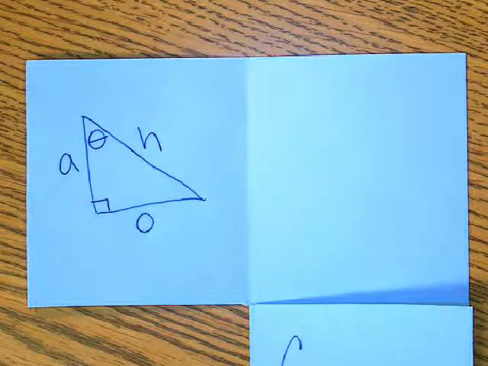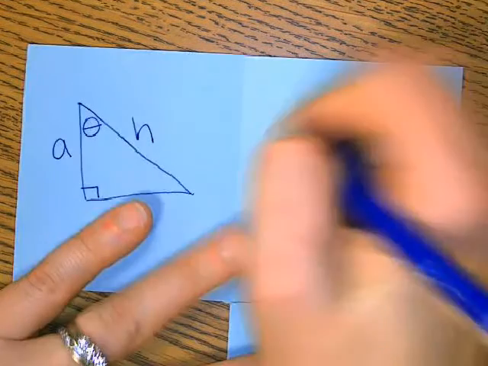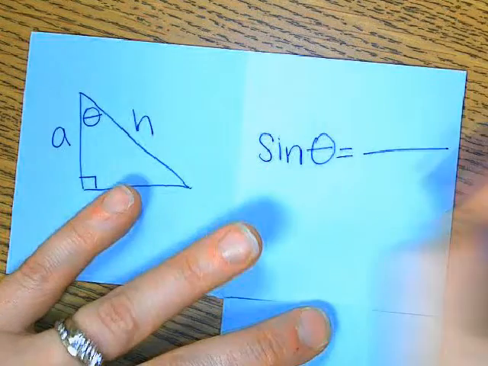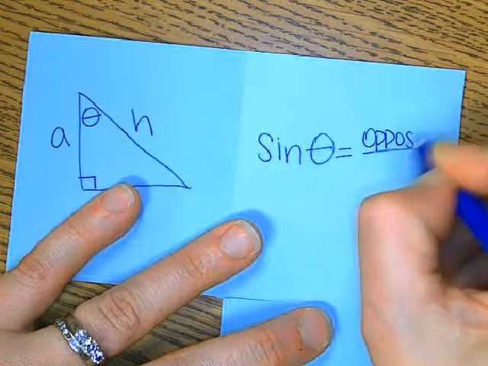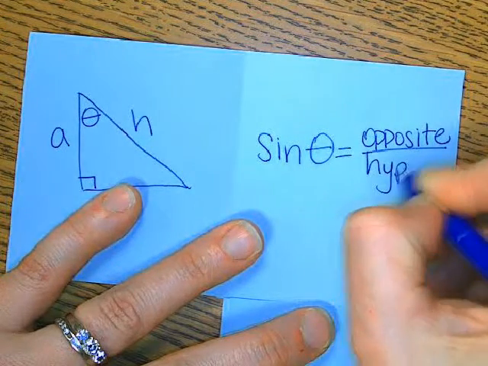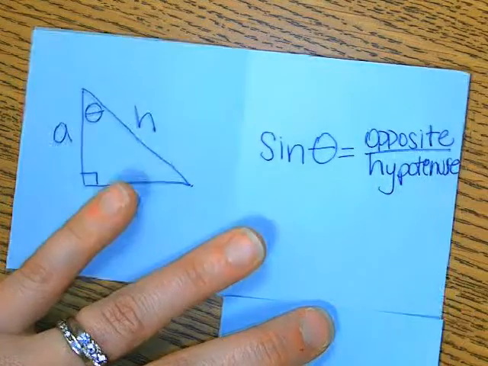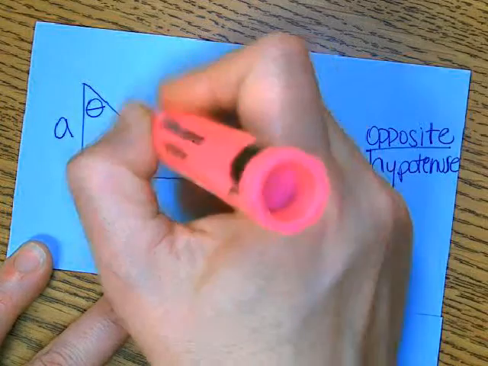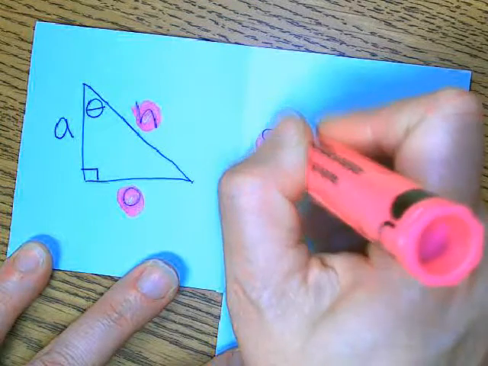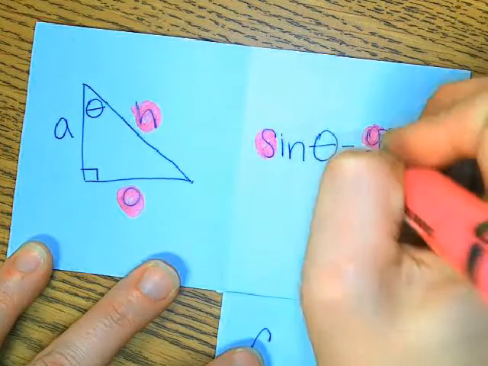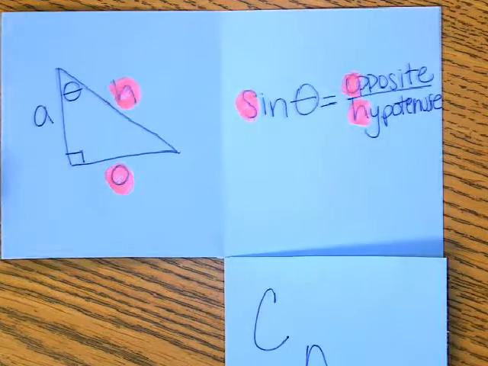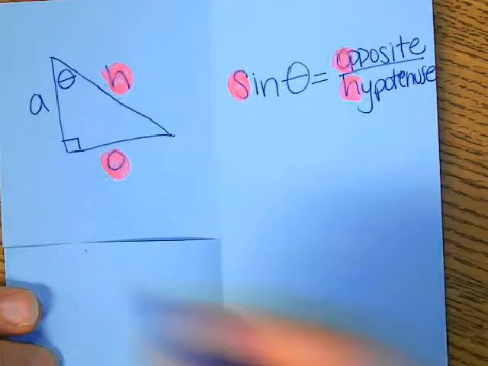Okay? And remembering on the front, sine of theta equals opposite over hypotenuse. So we're talking about this opposite side over this hypotenuse over here. So sine is opposite over hypotenuse. Okay. And do the same thing on the next one.